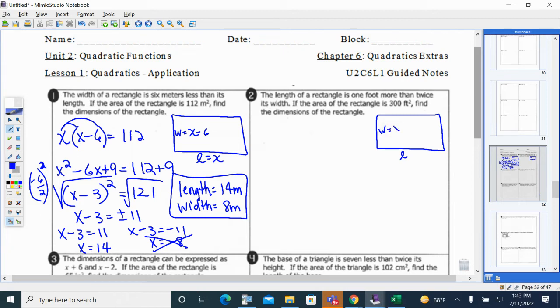So in this instance, width is going to be our x. And again, your length is 1 foot more than twice that. So 2x plus 1, or you could put 1 plus 2x, it's the same thing. We know that the area is 300. So the x times the 2x plus 1 is equal to 300. And I'm going to distribute, and I get 2x squared plus x equals 300.